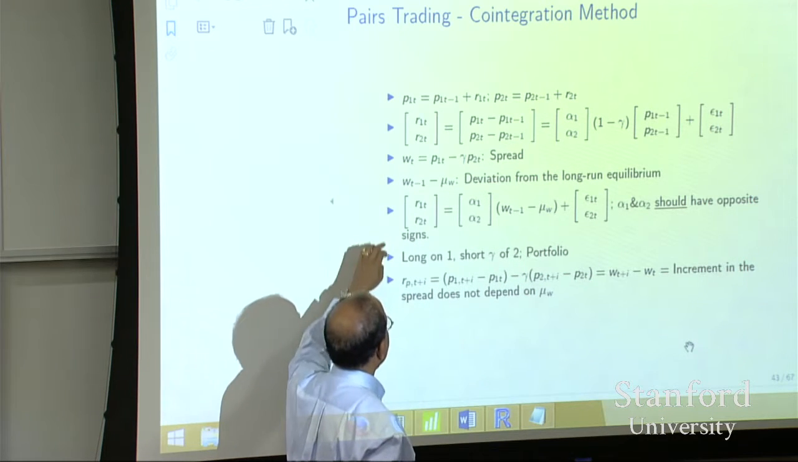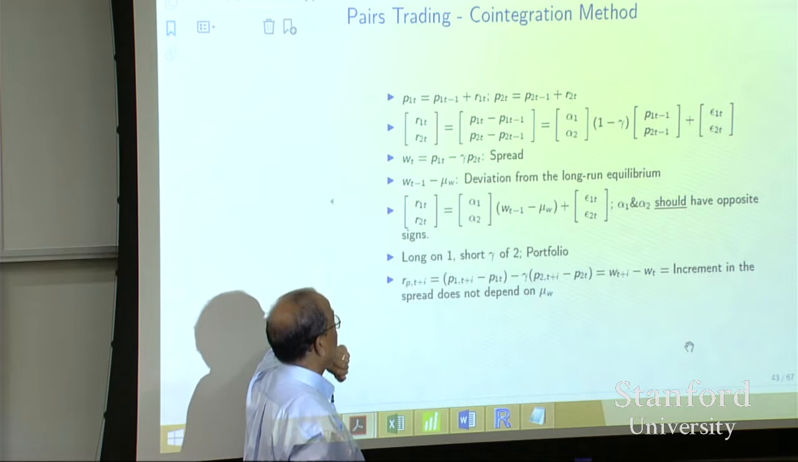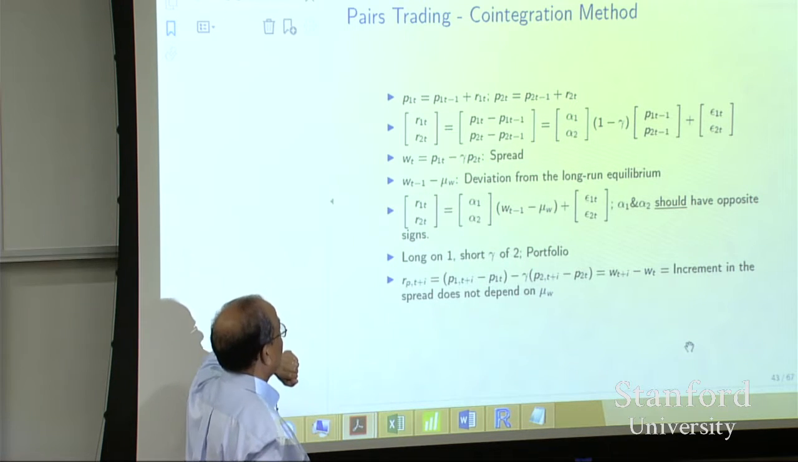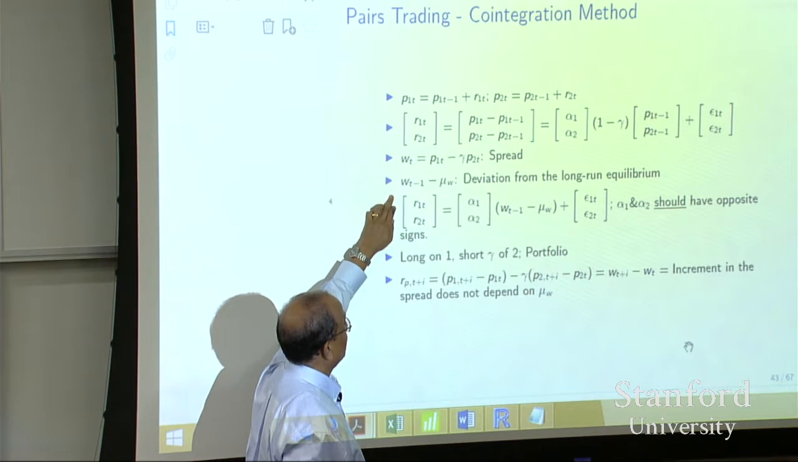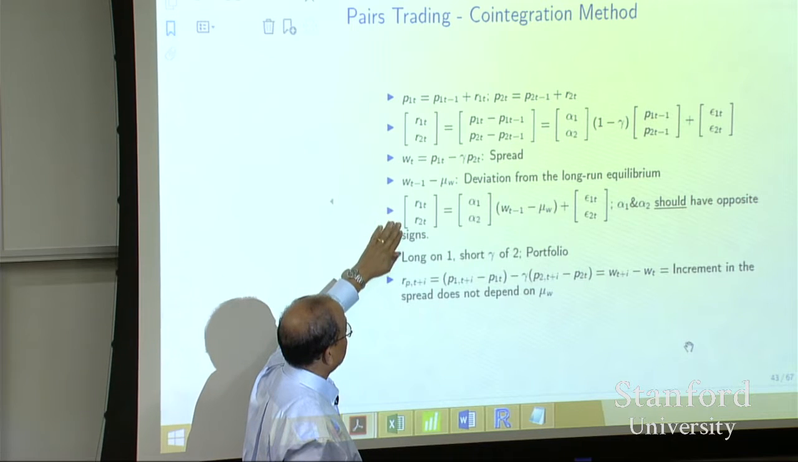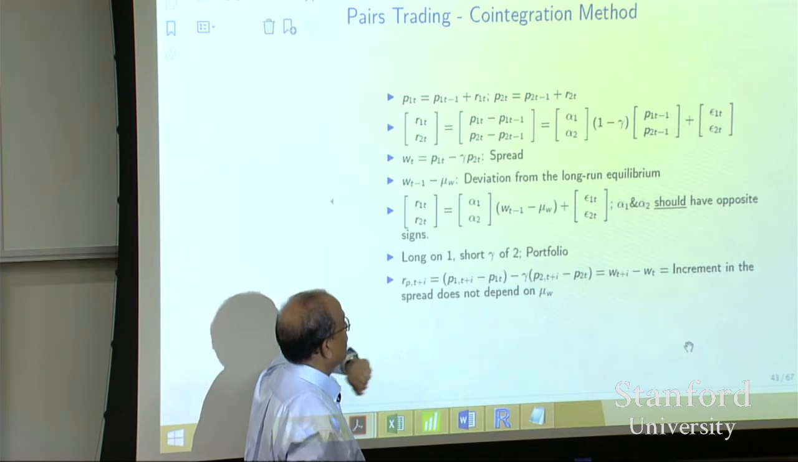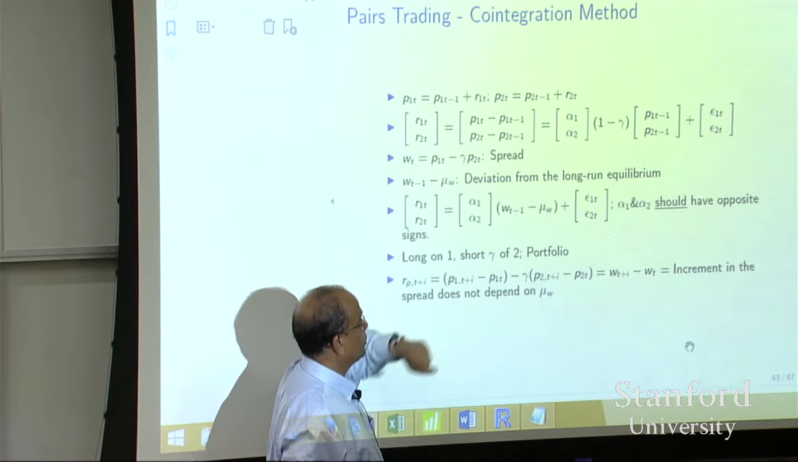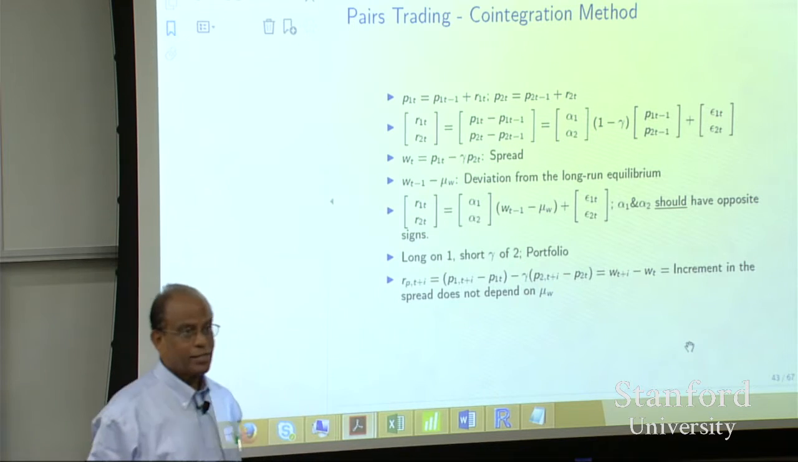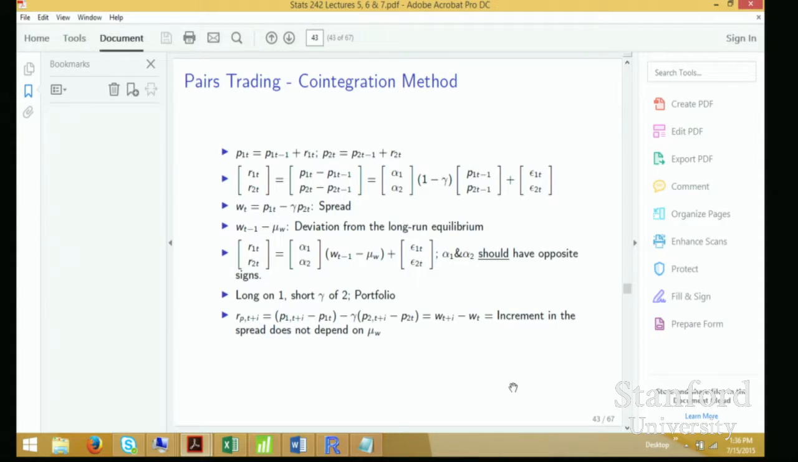So this here Wt is sometimes known as the spread, and let us assume that the mean of this is a deviation from the long run equilibrium, and essentially going through the calculation, you can see the main thing that I want you to keep in mind here is this: alpha 1 and alpha 2 should have opposite signs. Why it should have opposite signs? If they both have negative signs, that means that the series are co-integrated, but they are going almost in the same direction. It doesn't really help you to make money. Okay, it has to have opposite signs.